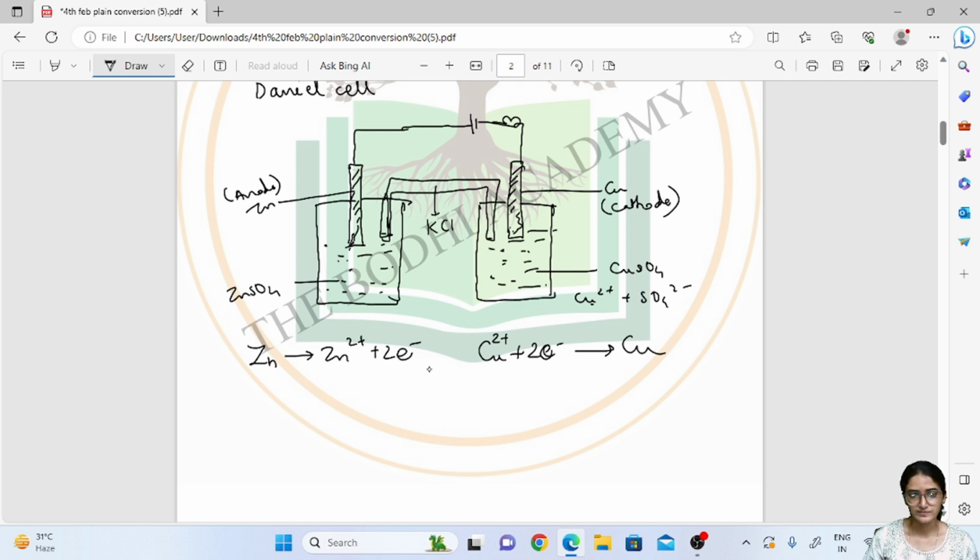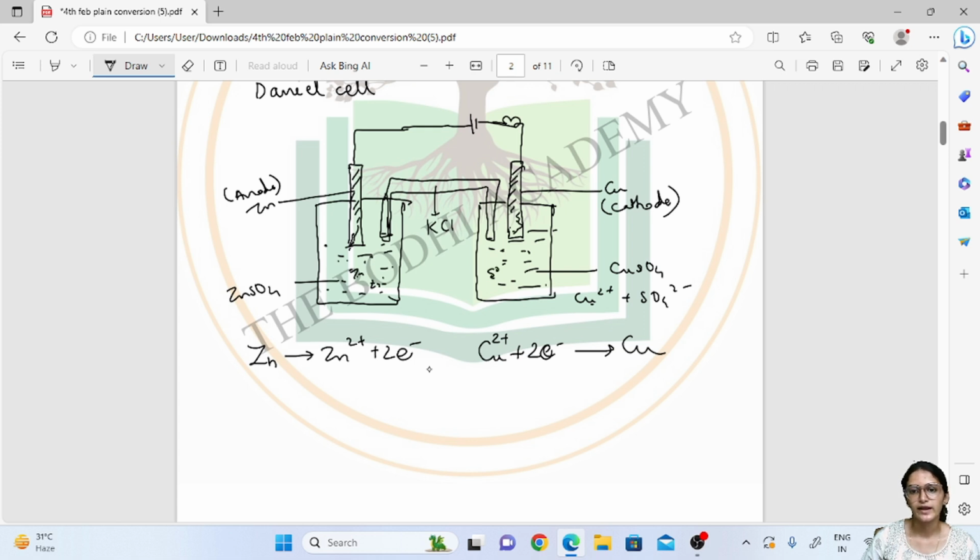Now what happens here? Zinc is giving electrons. So we are having Zn 2 plus. In this water, after giving 2 electrons, we will have more of these electrons, 2 electrons which are released, and zinc 2 plus ions. So in this solution we will have zinc 2 plus ions. More and more zinc 2 plus ions will be generated. Similarly, here copper will accept the 2 electrons and will form copper.